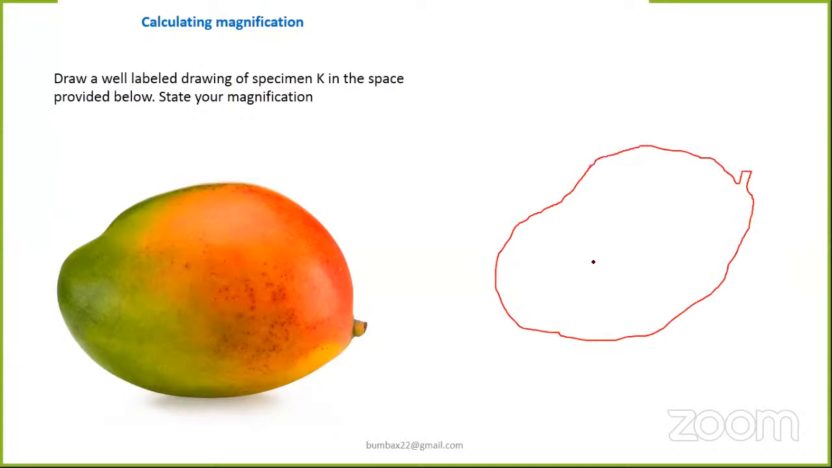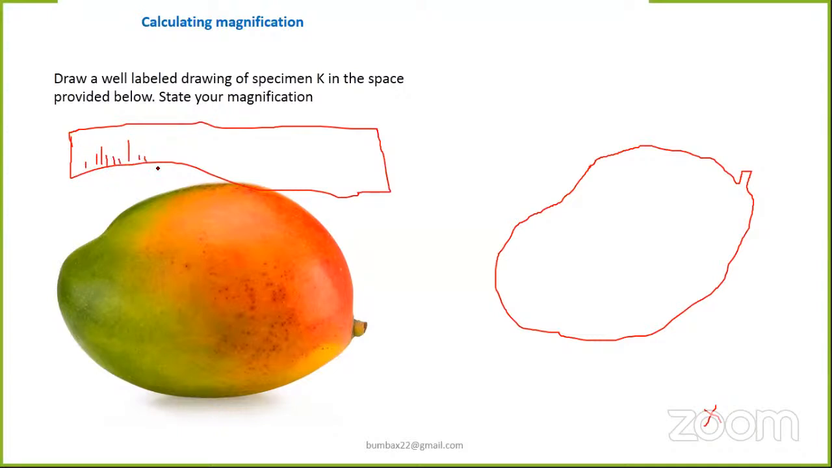After drawing, you are supposed to write your magnification on the lower right corner by writing an X and then the magnification which you've got. And I told you that we use a ruler. So you can get a ruler and you place it there. My ruler has those markings of centimeter, millimeter. So I'm assuming it is 6.